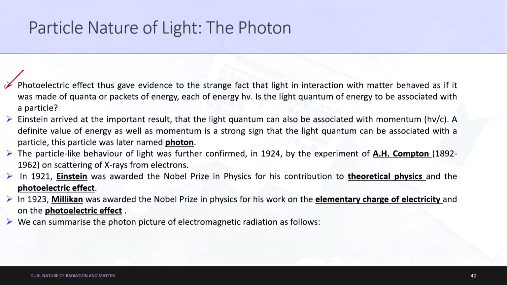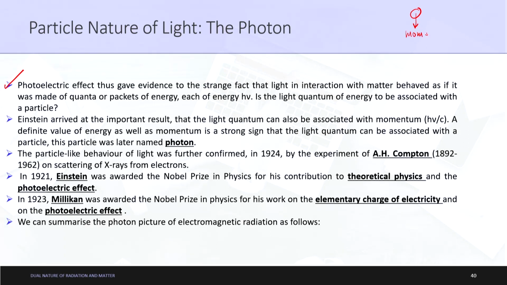Einstein arrived at the important result that the light quantum can also be associated with a momentum, which is equal to h nu by c. If you understand it as particle nature, as discrete particles, then if that particle has some energy, it should also have a momentum. So he explained the idea that it has a momentum equal to h nu by c. What is this c? c is the speed of light.